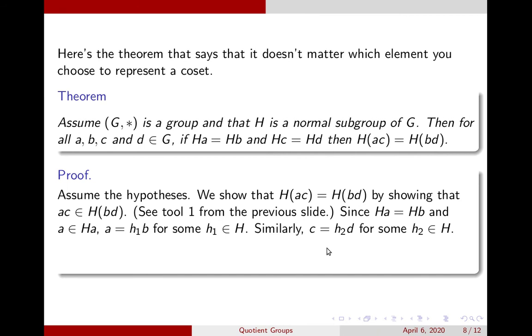Sorry, slight pause here. I noticed a mistake in the slide, which I just repaired. Okay, so similarly, c will be h2 times d for some little h2 in the group capital H.